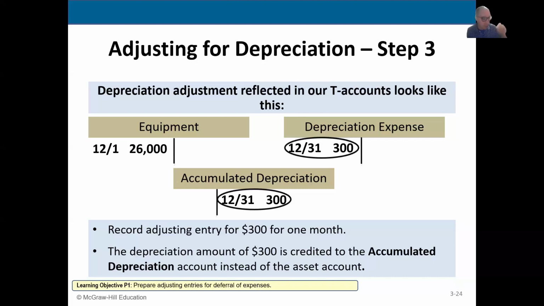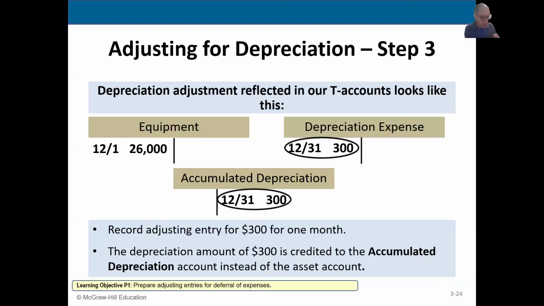It's a way of accounting for the depreciation without directly impacting the equipment account. The reason why we do it this way is because you cannot simply deduct depreciation from the asset balance. It doesn't work that way. That's why we have accumulated depreciation. It's a contra account to the equipment.